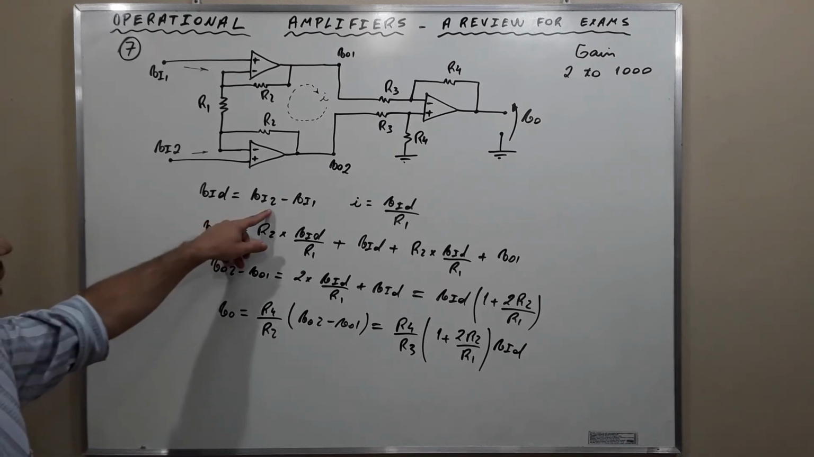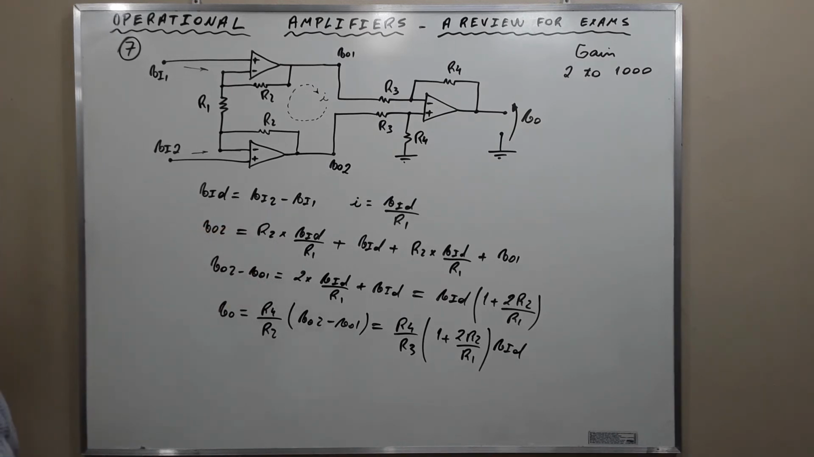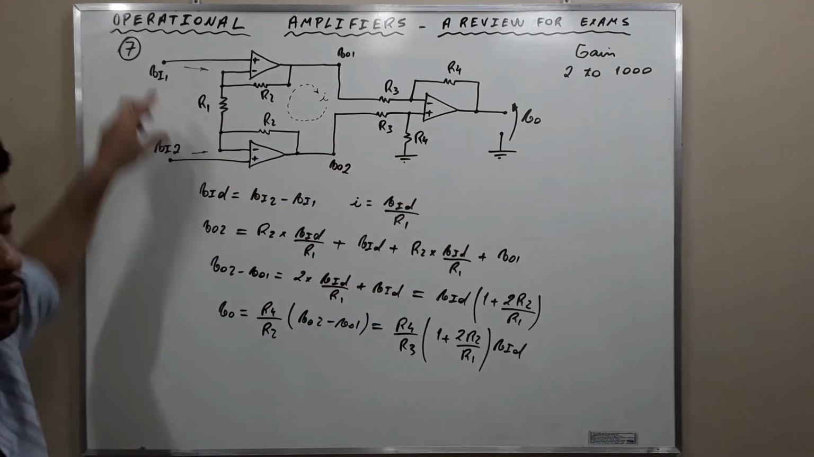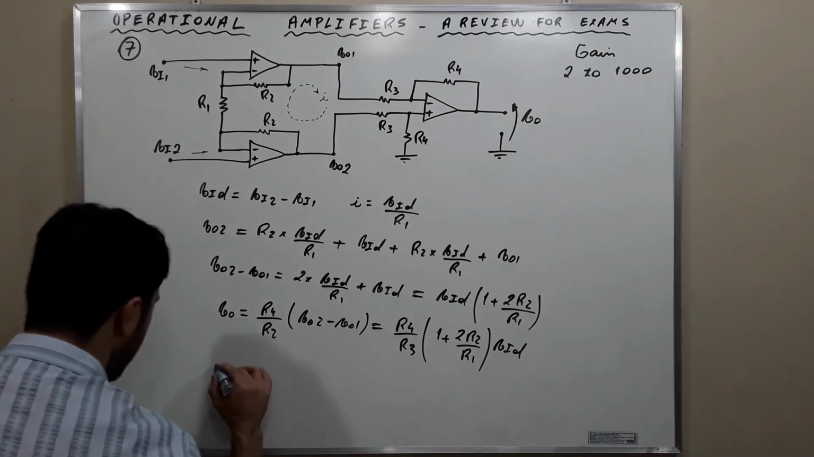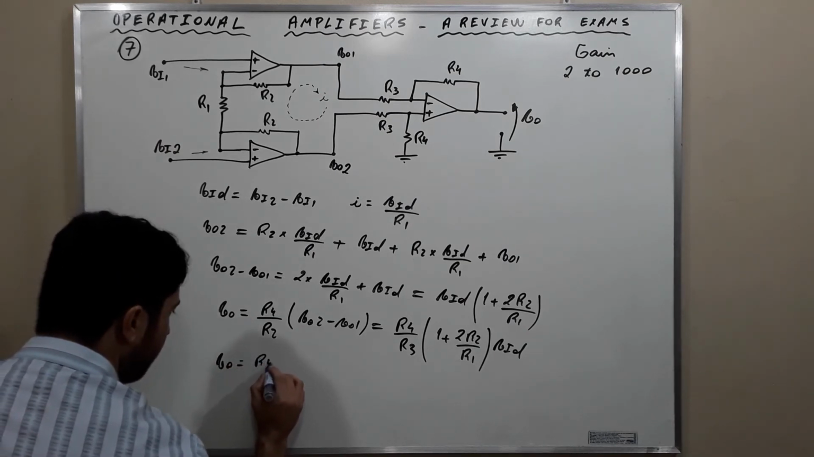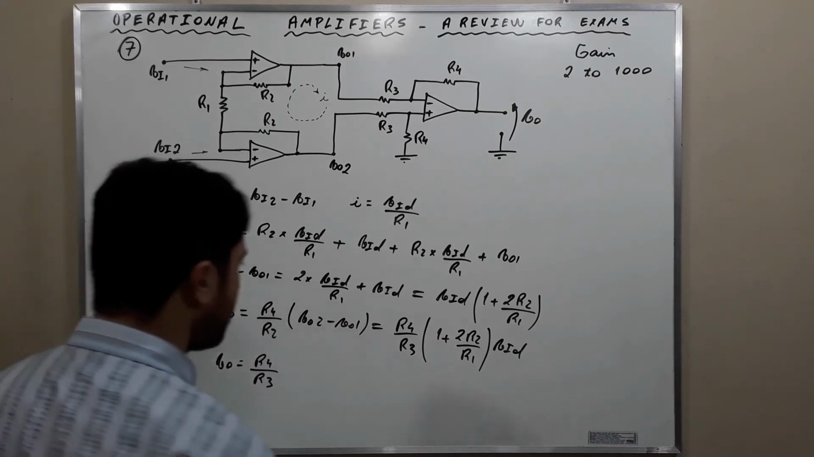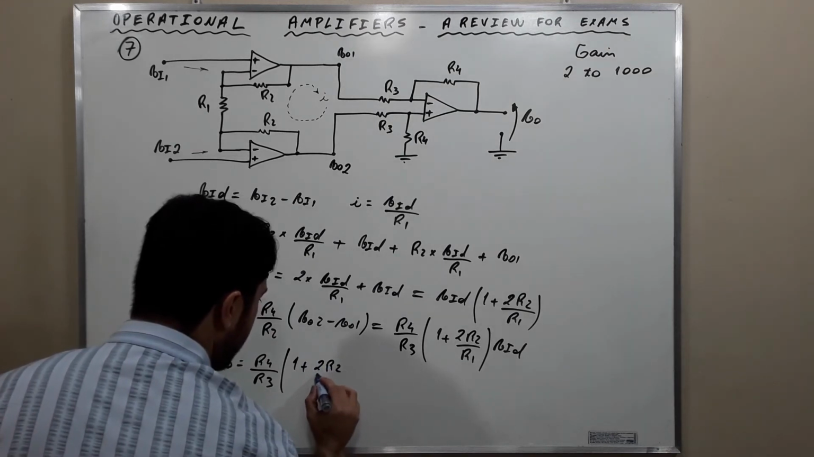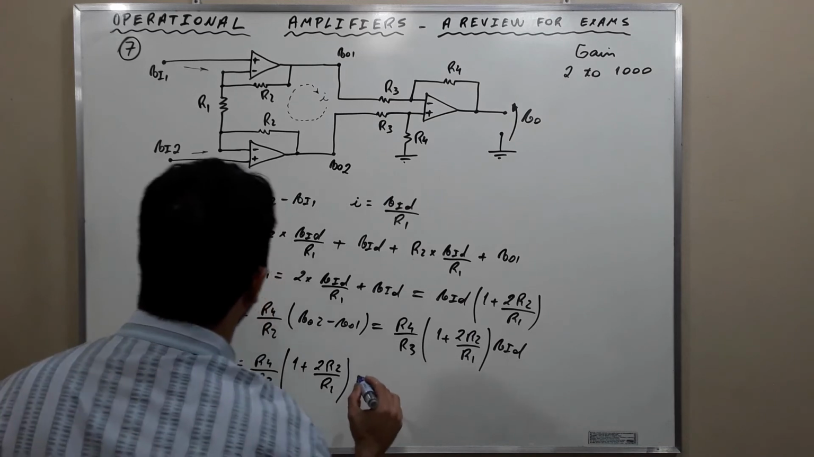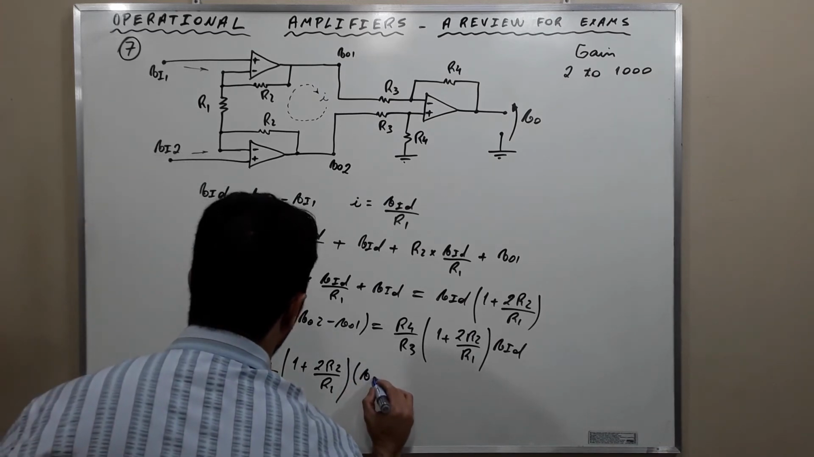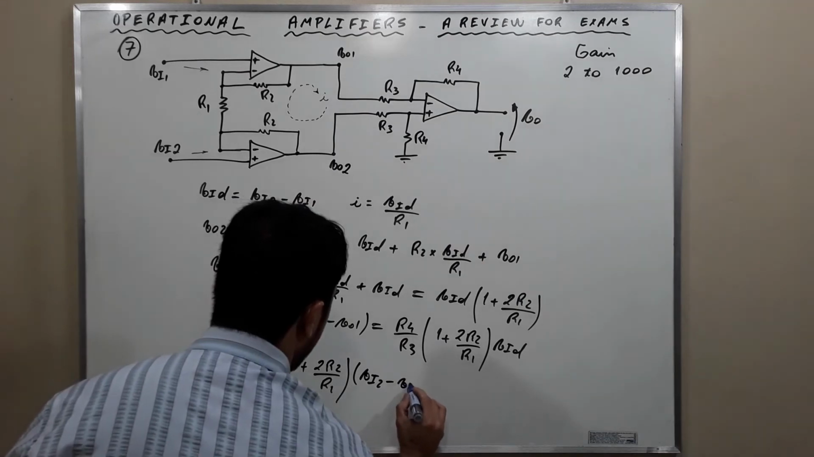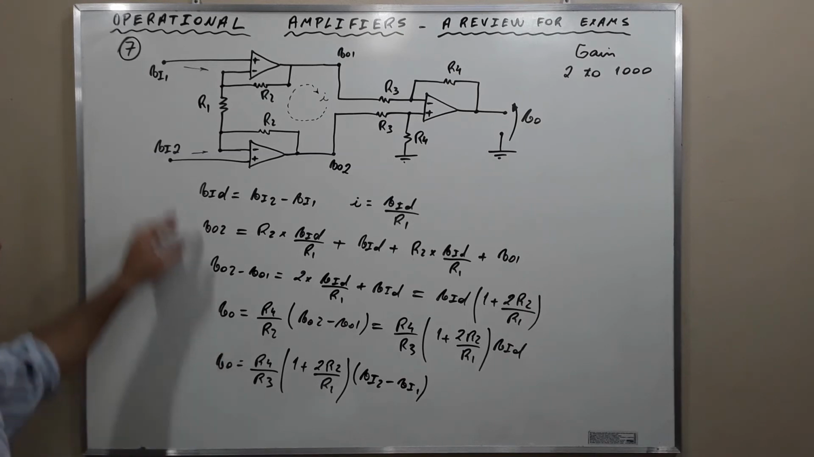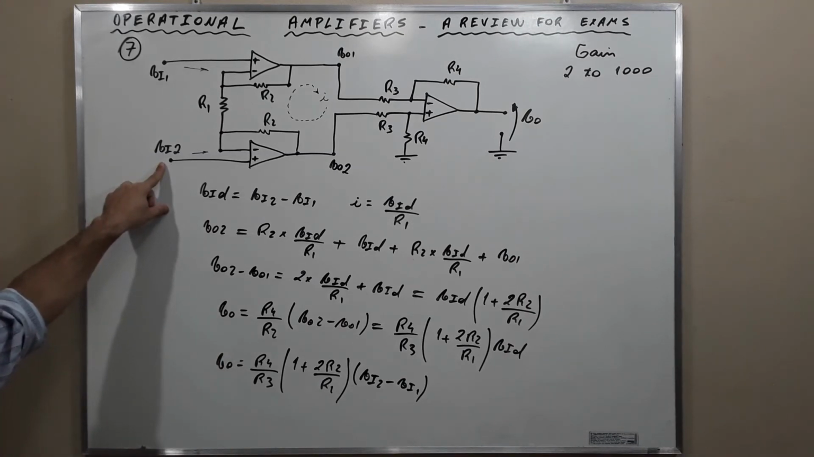Knowing that VID is this, and to fully describe the output voltage in terms of the input signals, we can write it in this manner. VO is equal to R4 over R3, 1 plus 2R2 divided by R1, times VID, where VID is VI2 minus VI1. Okay? And this is the output voltage in terms of the input signals.